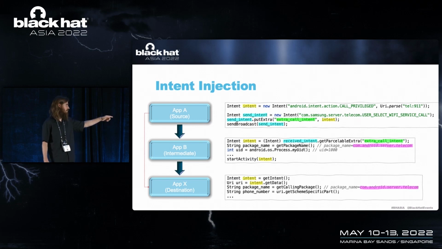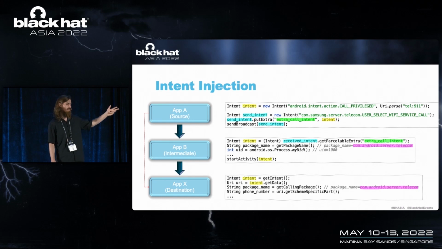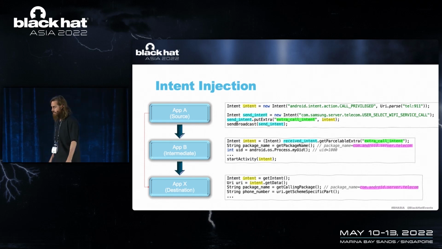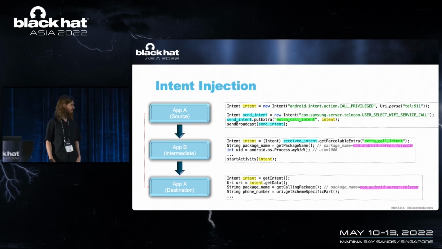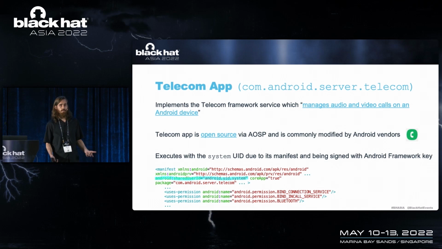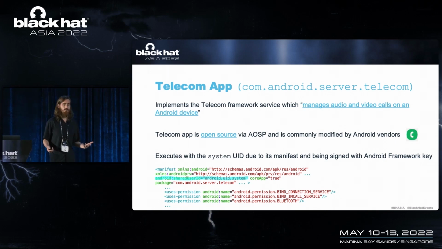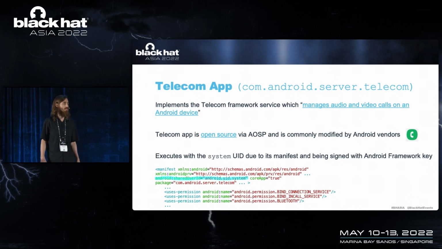And when application X receives the intent, it's going to see that it comes from application B. And since it's sent from application B, it's going to be sent within its context. So if it's a privileged app, it's going to be sent with all its permissions and capabilities. So there's the Telecom app, which in Android devices, according to its documentation, implements the Telecom framework service, which manages audio and video calls on an Android device.